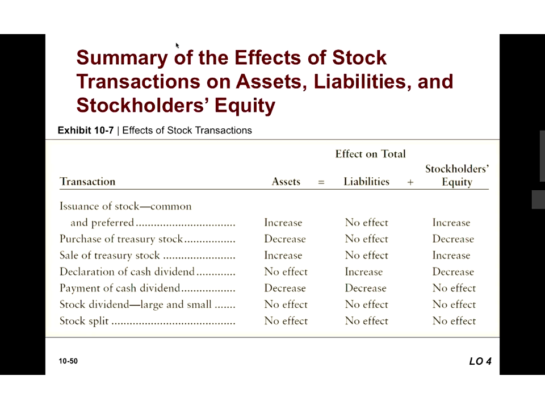Okay, Exhibit 10-7 in your book, I just want to point this out. This is a really nice summary of the impact on assets, liabilities, and stockholders' equity of these different things that we've talked about. We've talked about lots of things. This is a nice summary. Might be nice to do a screenshot. Get the summary here. And that brings us to the end of this chapter.